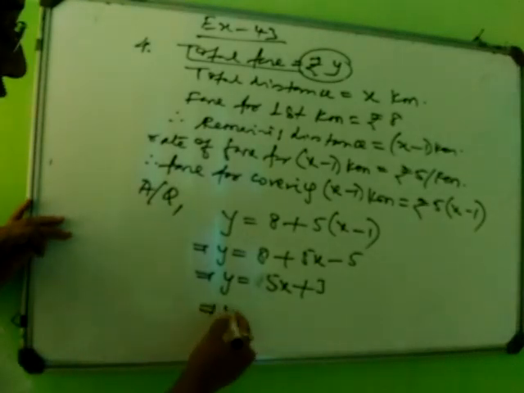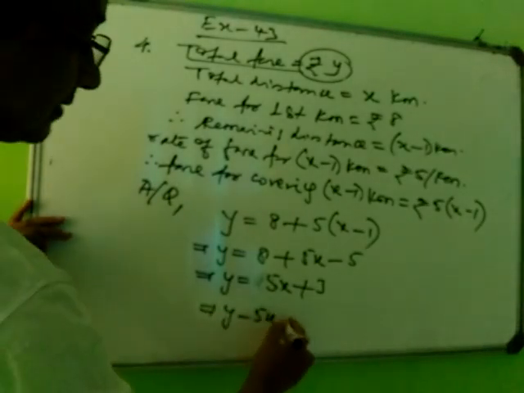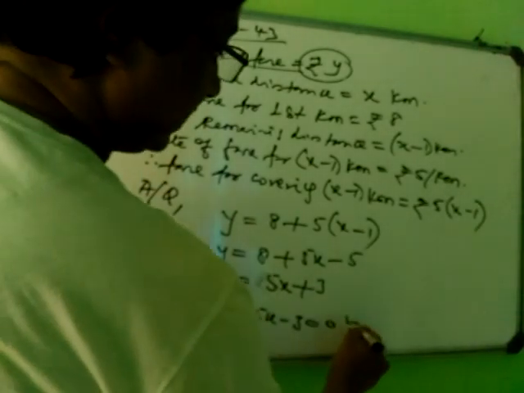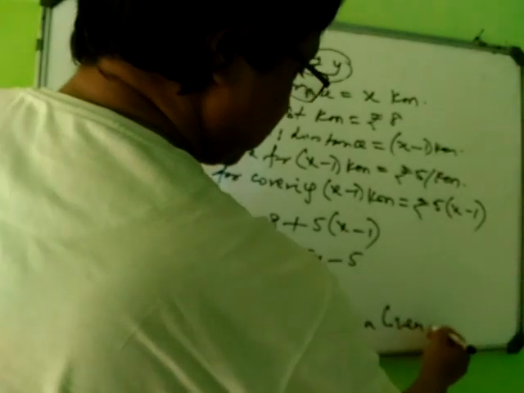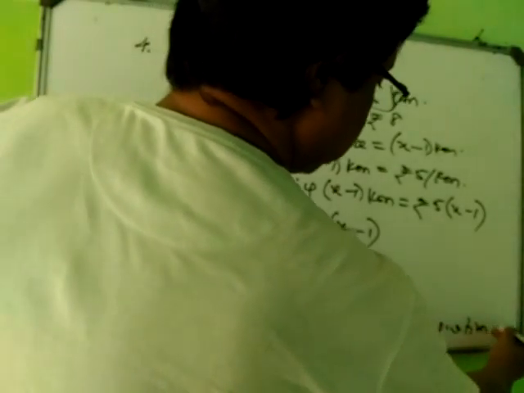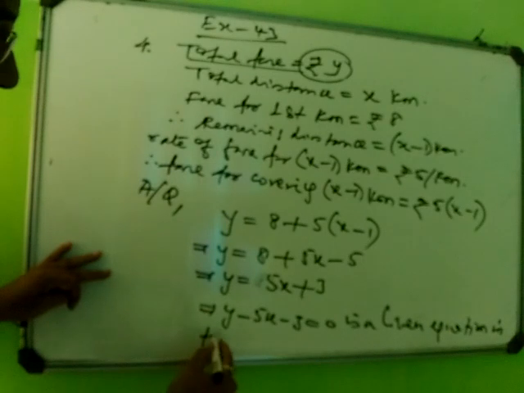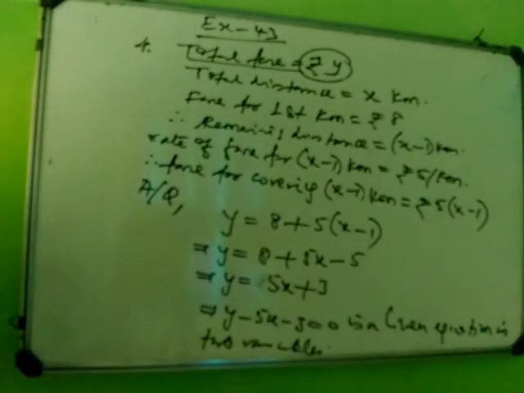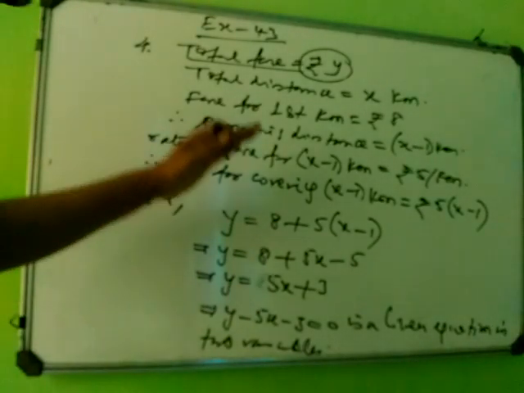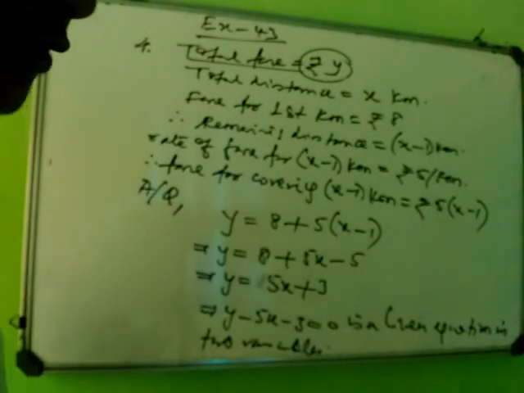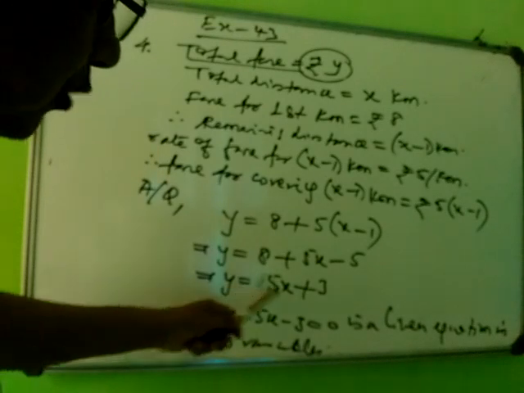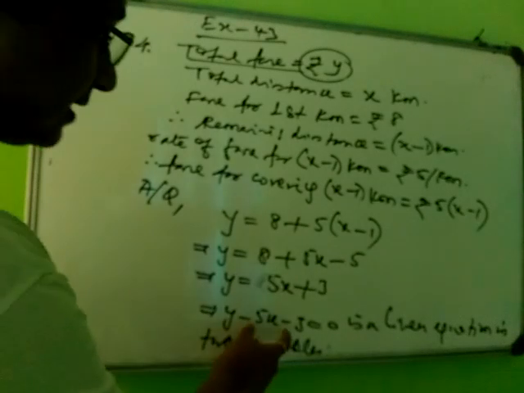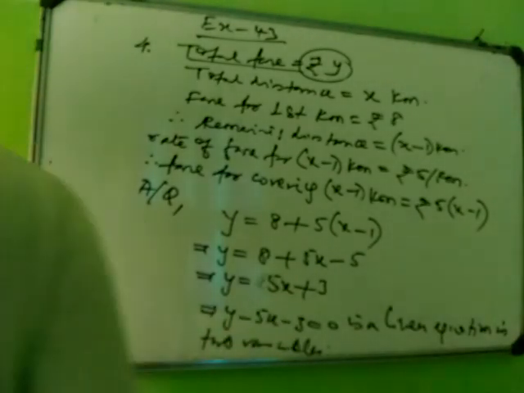So this gives y minus 5x minus 3 equals 0. Bringing these two terms over, this is a linear equation in two variables. Very simple. Now from this you are going to draw the graph. I will not be drawing the graph; I will just show you the points and then you will draw the graph on your own. So now this is the equation.